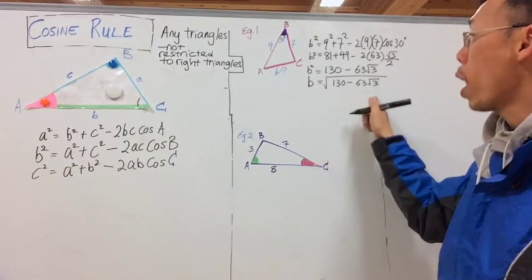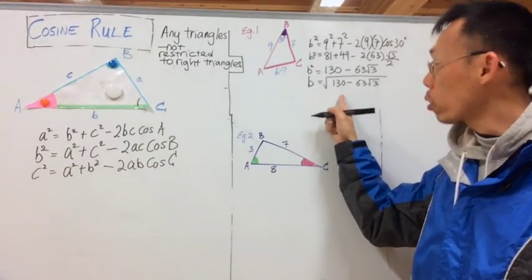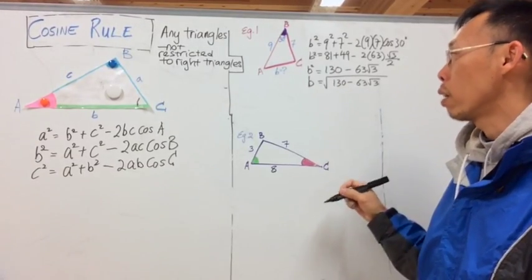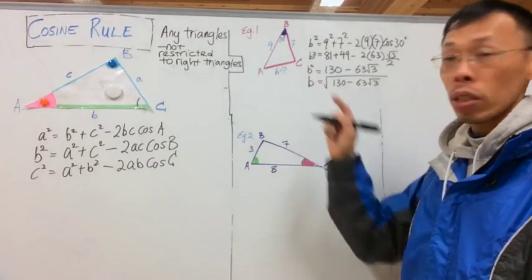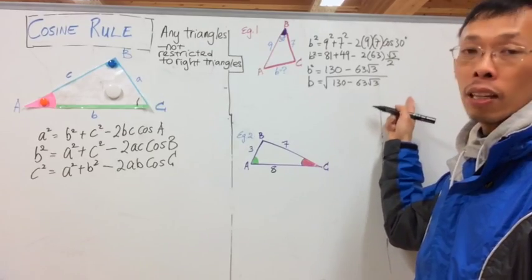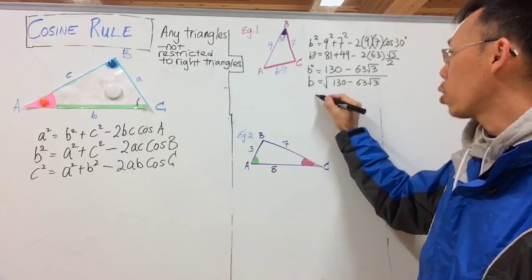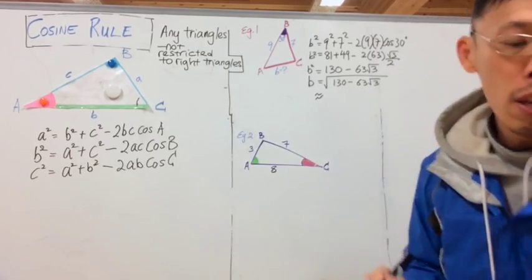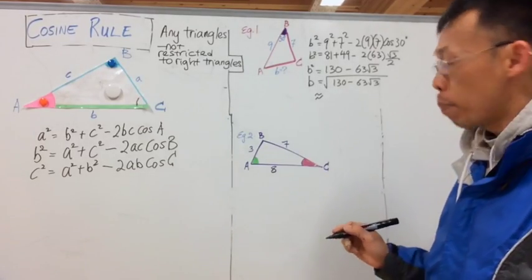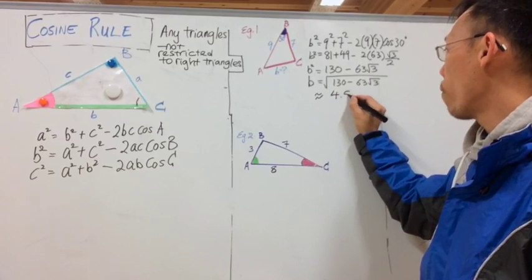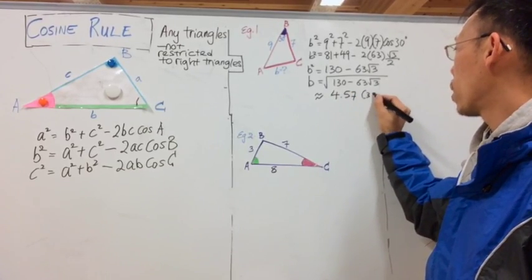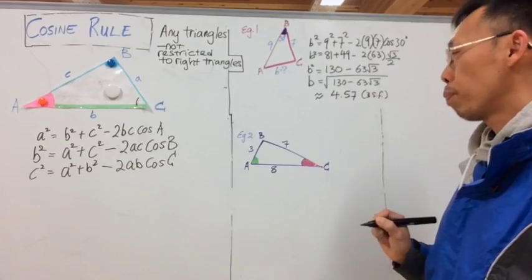Well, actually there are two answers, the positive answer and the negative answer, because we know that the side here is a positive value, so the negative value is rejected. At this stage, I need to use a calculator. If you punch in all the numbers correctly, you will get b is equal to 4.57 to 3 significant figures.